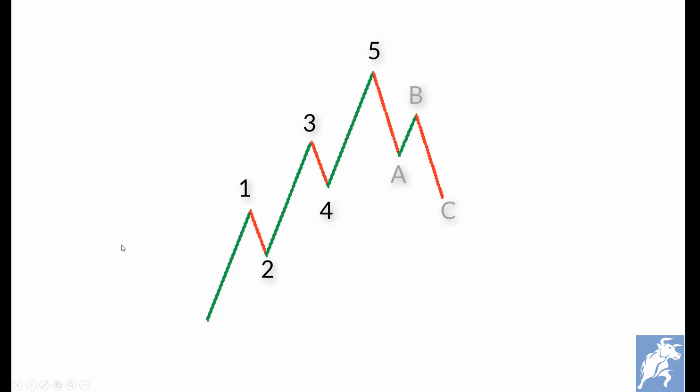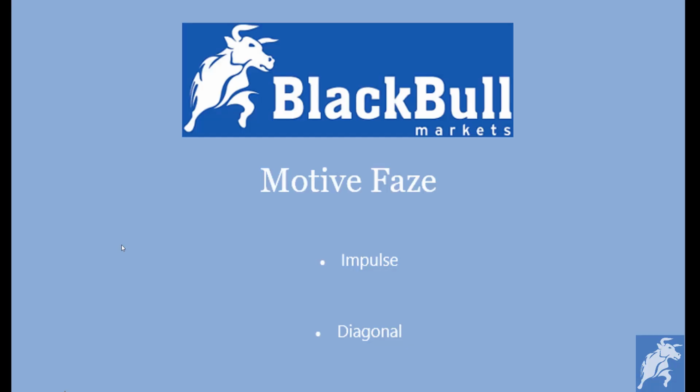I'll show you a little bit more detail in the bullish motive phase. The motive phase is the phase that actually determines the trend of the market. As you can see here, this consists of 2 main patterns, which are the impulse, the one we just looked at, and the diagonal. I'll show you the impulse first and break it down a bit.